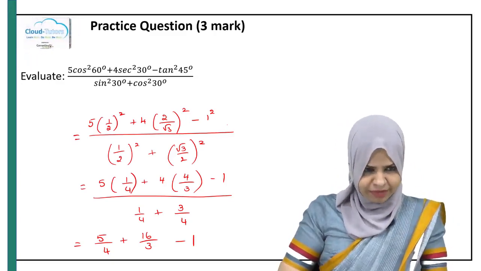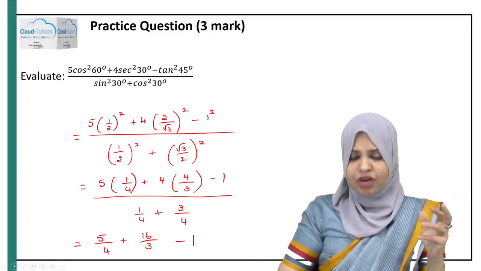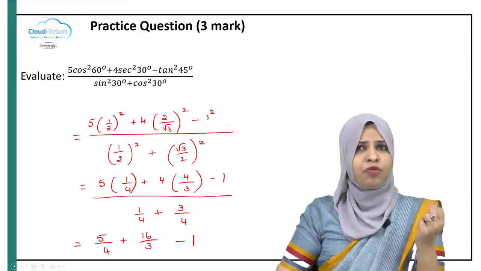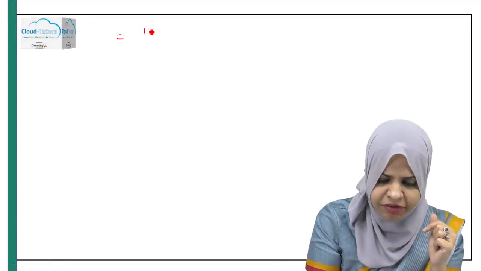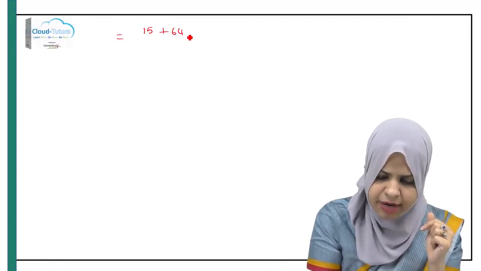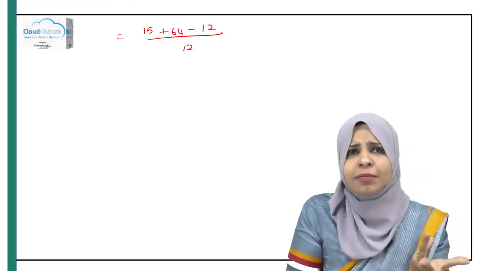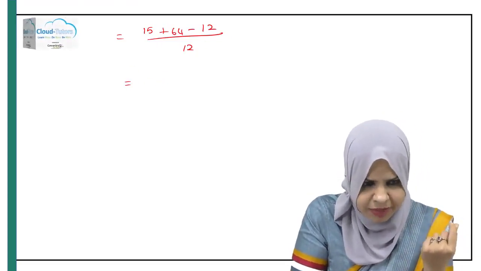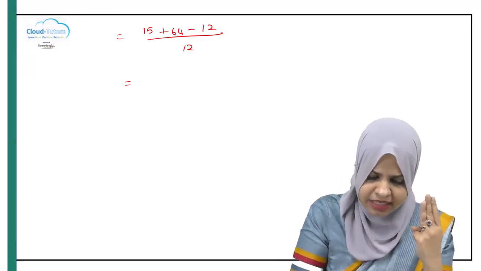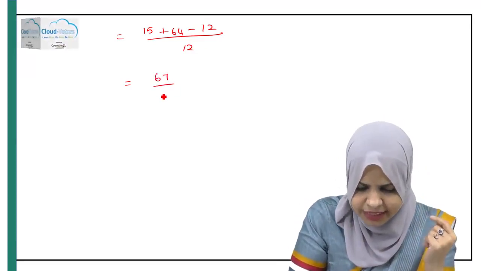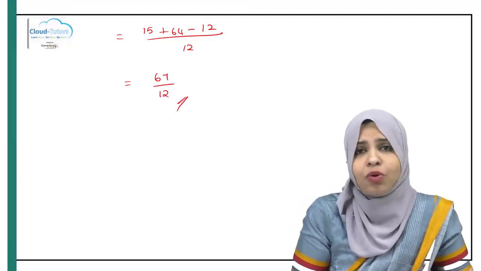Now let's simplify this. So what do we do? LCM. The LCM of 4 and 3 is 12. So it would be (15 + 64 − 12) by 12. I've taken the LCM and added up. 15 minus 12 is 3, 64 plus 3 is 67, so 67 by 12. This is your final answer. I hope this is clear to you all.